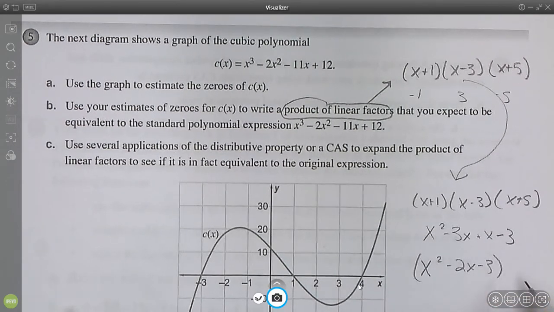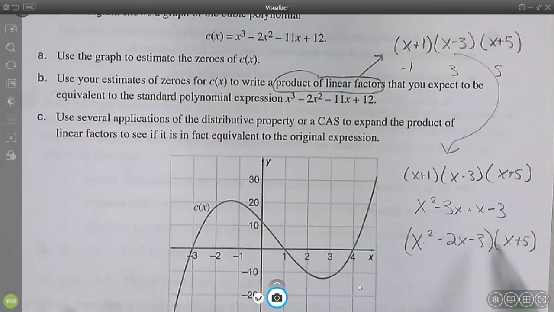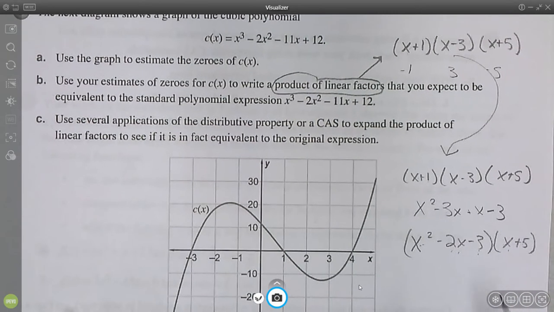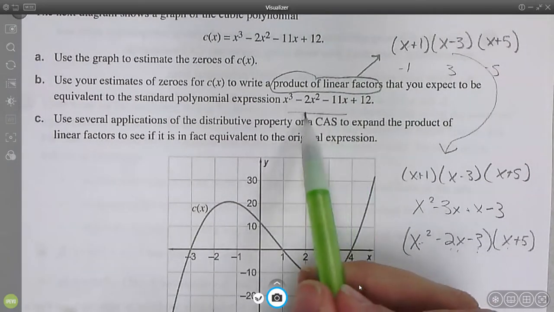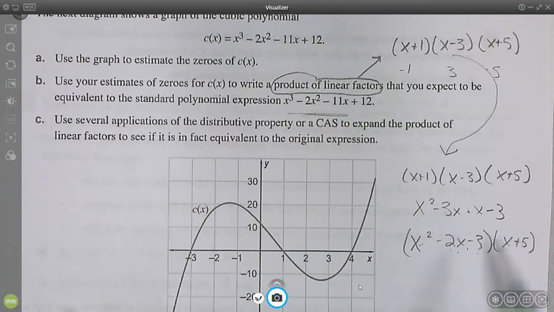Then you take this and you multiply it by the last binomial. So you would take x squared times x, x squared times 5, -2x times x, -2x times 5, -3 times x, and -3 times 5. Combine your like terms, and when you're done, it should be this. Again, this was my example, not the correct answer.